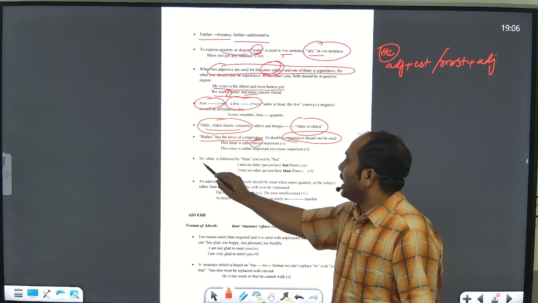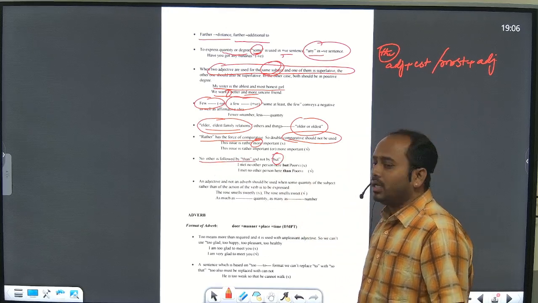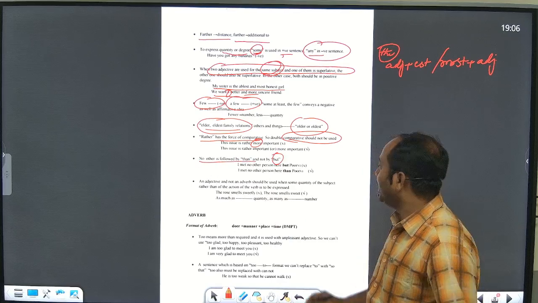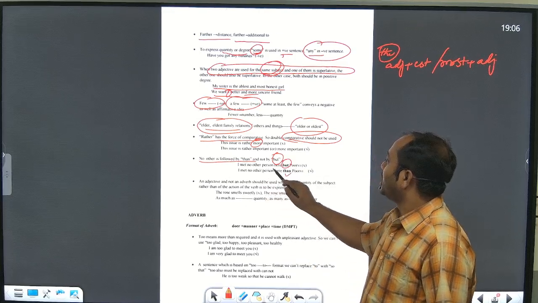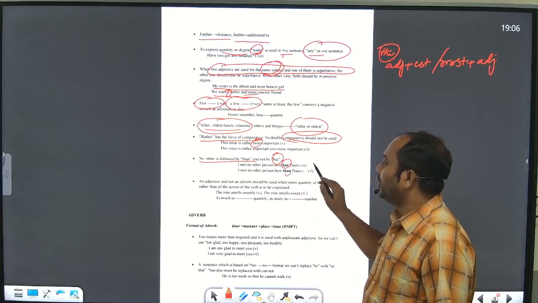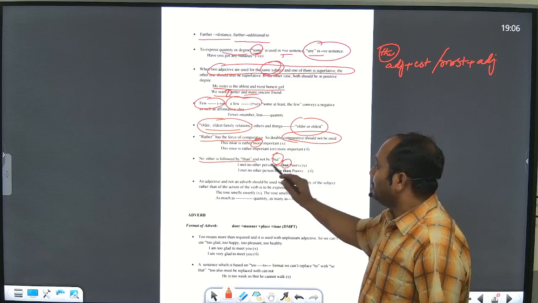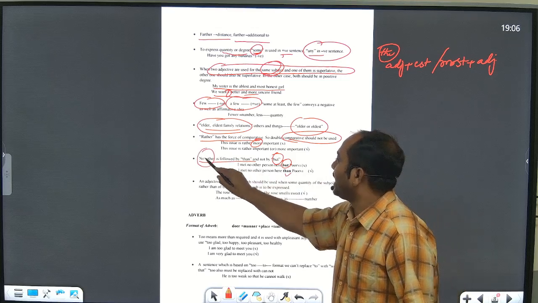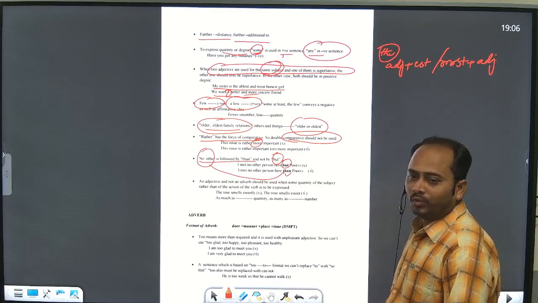Okay? And no other is followed by "than" and not by "but". When you write a sentence with no other, it should be followed by than, not but. I met no other person there but Purvi. Of course, it looks like a normal sentence, but no other is followed by than only. I met no other person here than Purvi.